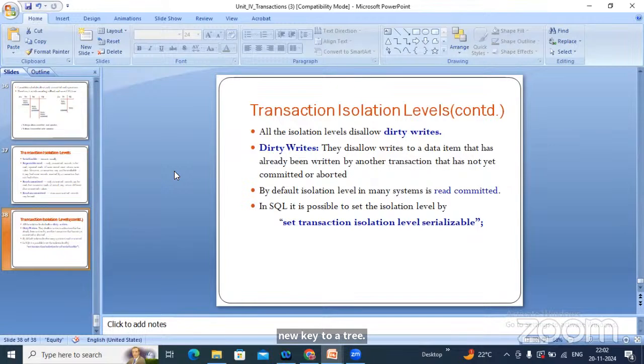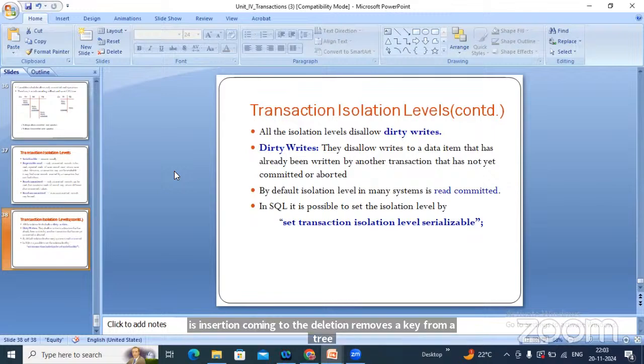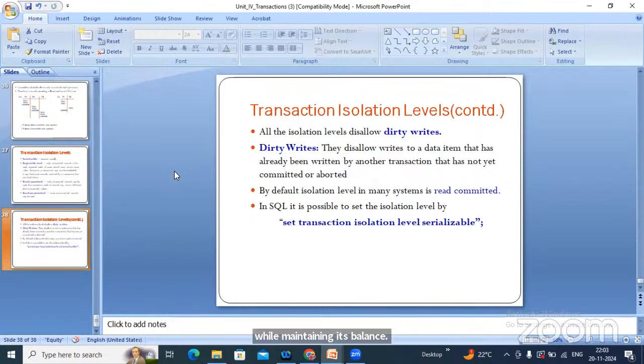When a node is full, it is split into two nodes and the middle key is moved to the parent node. That is insertion. Coming to deletion, it removes a key from the tree while maintaining its balance. This may require borrowing a key from siblings, nothing but the neighbouring child nodes, or merging the nodes.